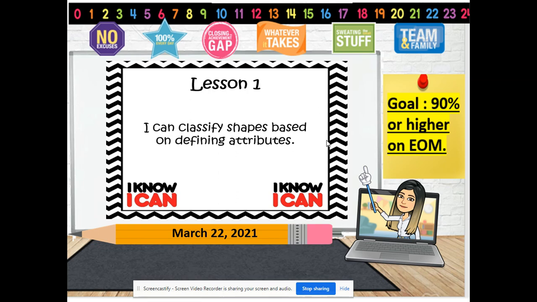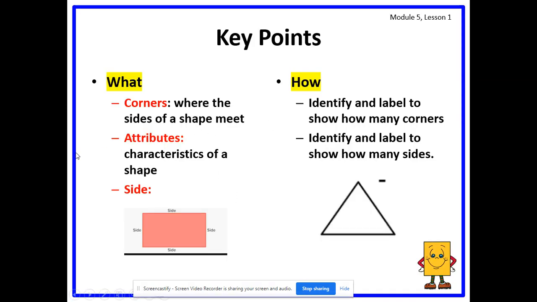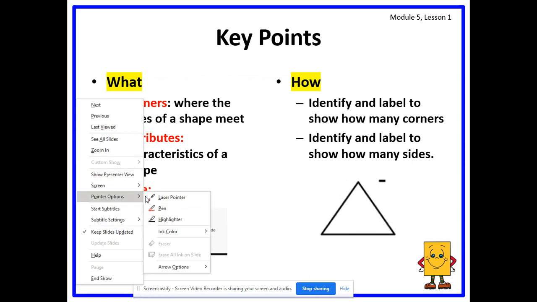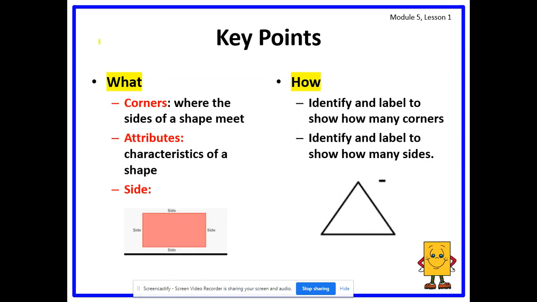So let's go ahead and look at our key points. And here we have our key points. Let me go ahead and get my highlighter. It says, what do we need to know? Well, we're going to need to know what corners are. And corners are where the sides of a shape meet. Those are the corners of a shape.